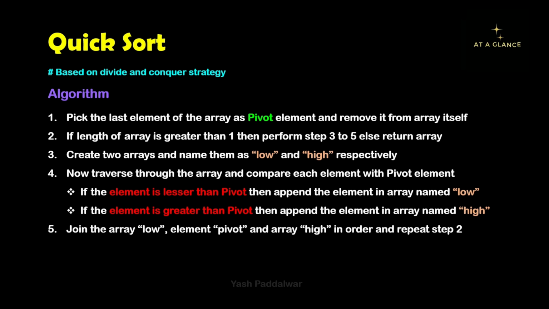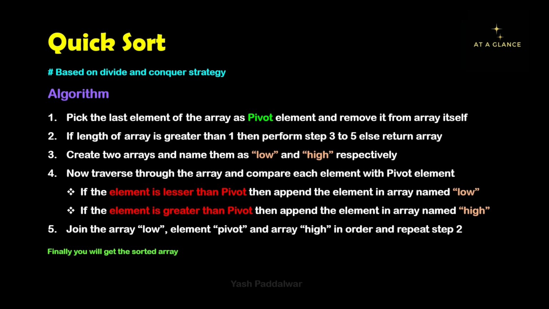Now after doing this, go to step 5, and in step 5 we need to join the array named low with the pivot element in the center, and next we need to join the array named high by recursively calling the function. Continue this process until the length of the recursion stack becomes 0. Finally we will be left with the sorted array.